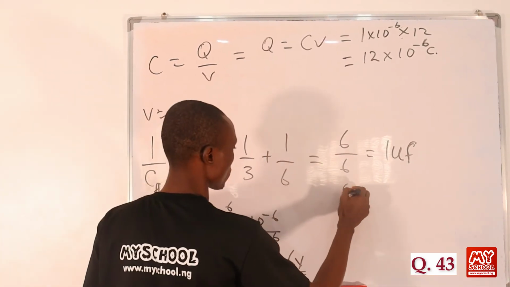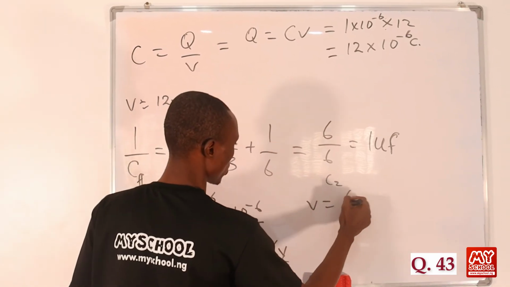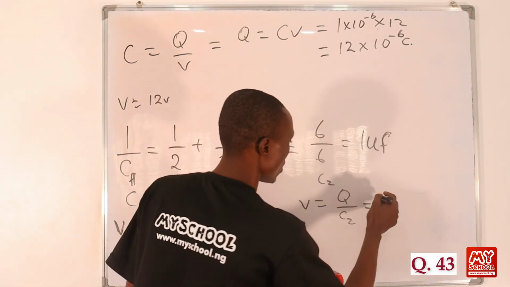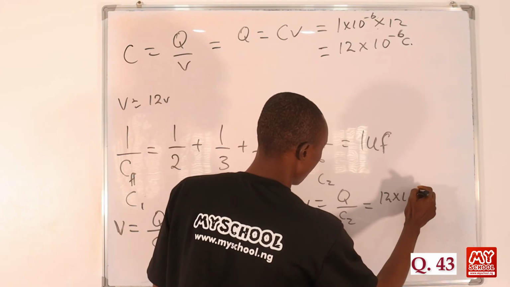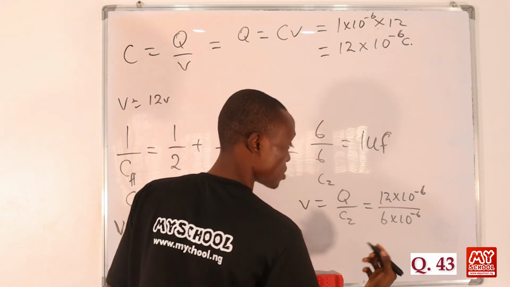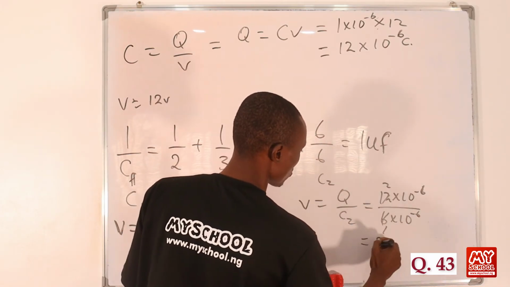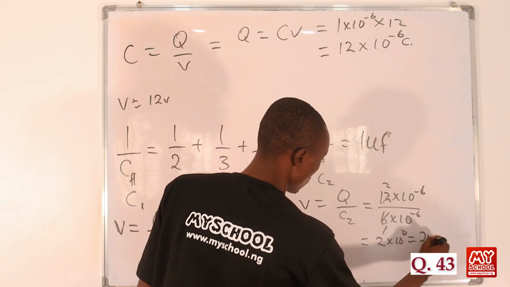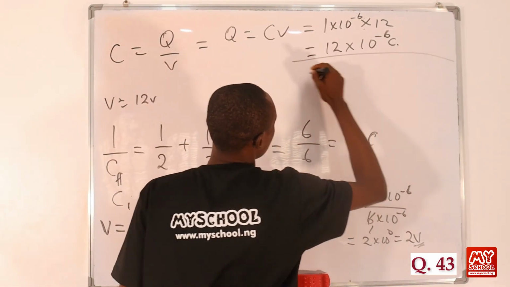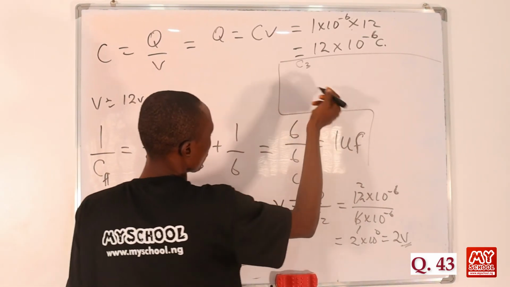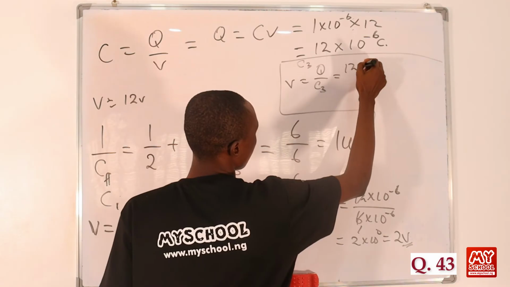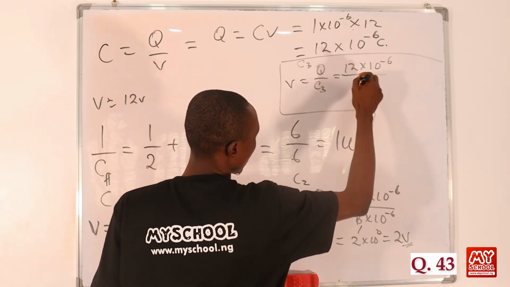Then we do it for that of C2. V is equal to Q all over C2, which is 6. So here we're having 12 times 10 raised to power minus 6 all over 6 times 10 raised to power minus 6. At the end of the day, we'll be having 2 times 10 raised to power 0, which is equal to 2 volts. Then we do it for the third capacitor, which is C3. For C3, V is equal to Q all over C3. So we just put in the values: 12 times 10 raised to power minus 6 all over 3.